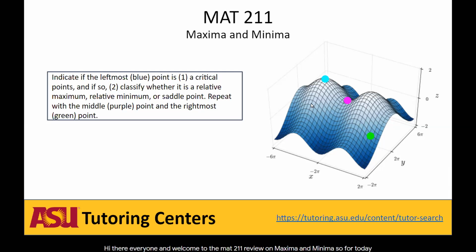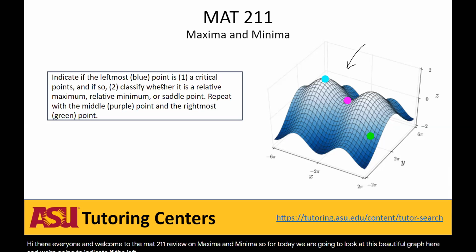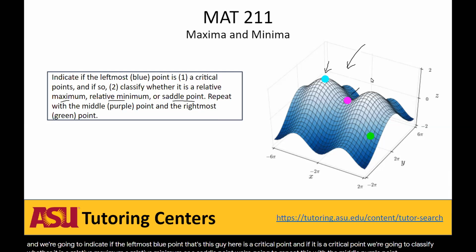For today, we are going to look at this graph here, and we're going to indicate if the leftmost blue point, that's this one here, is a critical point. And if it is a critical point, we're going to classify whether it is a relative maximum, a relative minimum, or a saddle point. We're going to repeat this with the middle purple point, that's this one here, and the rightmost green point, which is this one here.